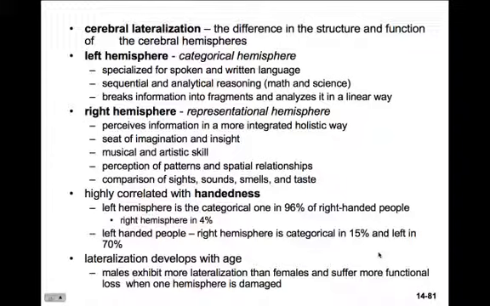Usually, the left hemisphere is the categorical hemisphere. It specializes in spoken and written language and sequential and analytical reasoning like math and science, sort of like linear processing. It breaks information into fragments and analyzes it in a linear way. The right hemisphere is generally the representational hemisphere. It perceives information in a more integrated and holistic way. It's the seat of imagination and insight, musical and artistic skills. It has a great perception for patterns and spatial relationships, as well as comparison of sight, sound, smells, and taste.